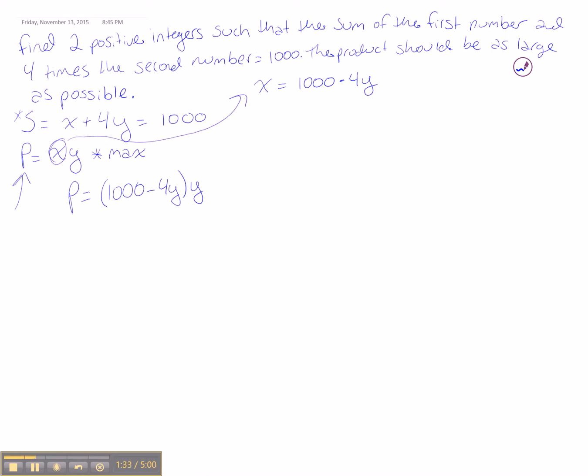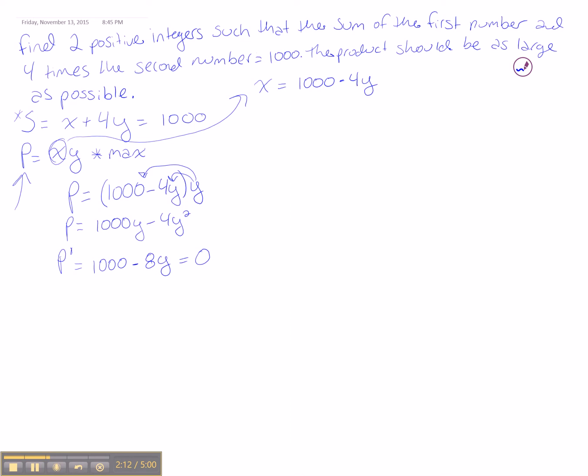So now we can distribute: 1,000y minus 4y squared. Just distribute that y into there. So now in order to find max and mins, you need to take the derivative of a function. So we can take the derivative of this, and it's 1,000 minus 8y. Now, we already know that max and mins occur where this first derivative equals 0. So I'm going to go ahead and set this equal to 0.